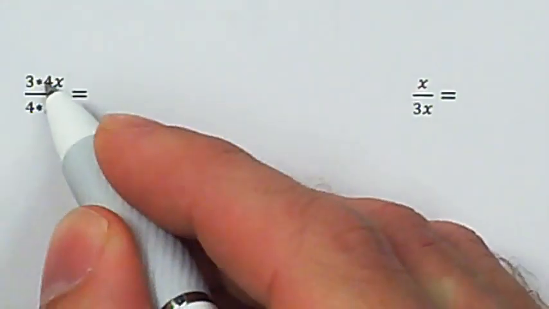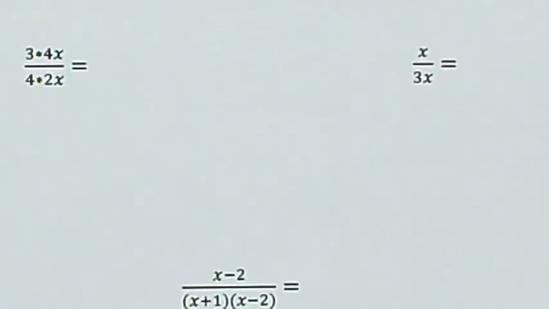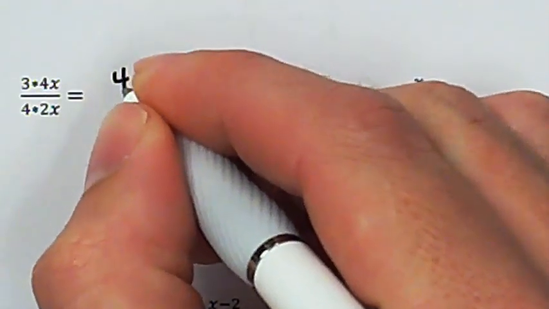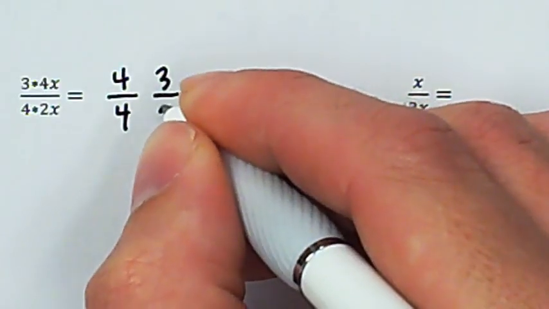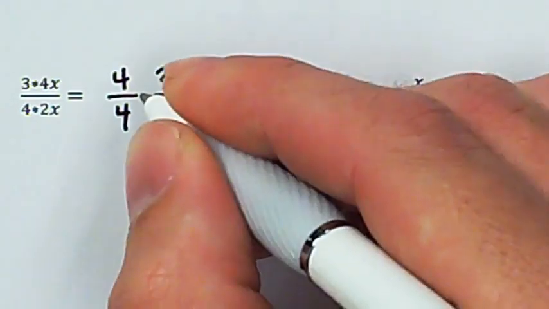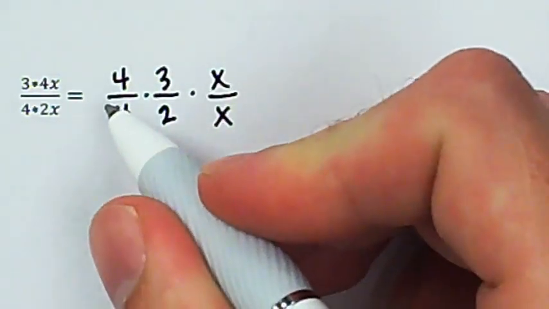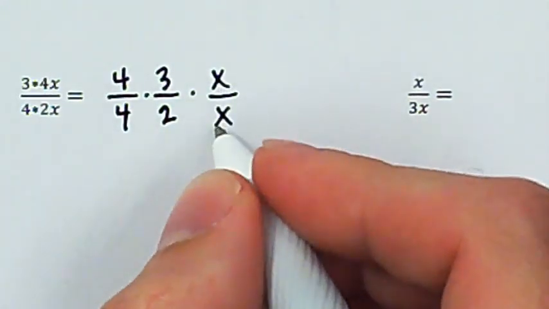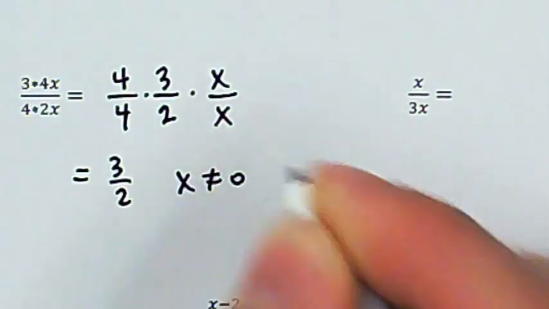Okay, so 3 times 4 times x. Well, I've told you before that 3 times 4 times 5 is the same as 5 times 4 times 3. And we can multiply things in whatever order we like. So what I might do is grab that 4 and deal with it first. Then I've got a 3 on top and a 2 on bottom. And then I've got an x and an x. Okay, 4 over 4, that's 1. X over x, that's going to be 1 as long as x is not equal to 0. So this is going to be equal to 3/2 as long as x is not equal to 0.